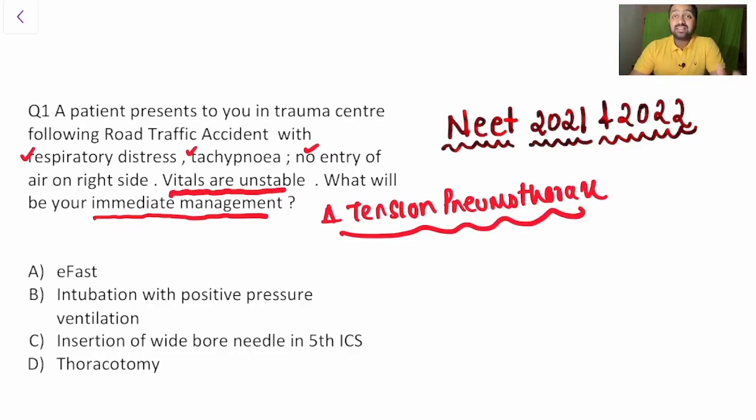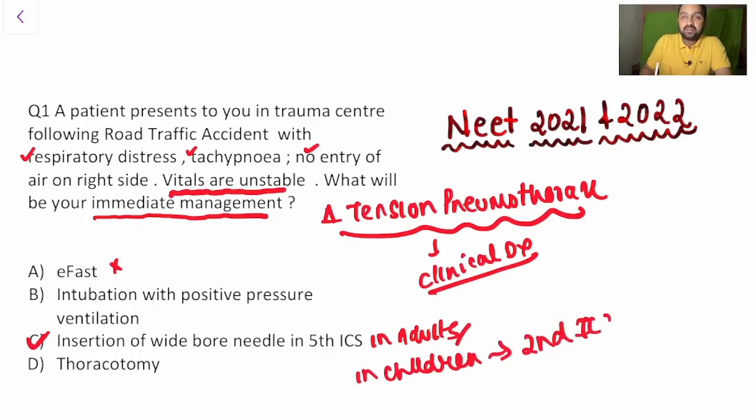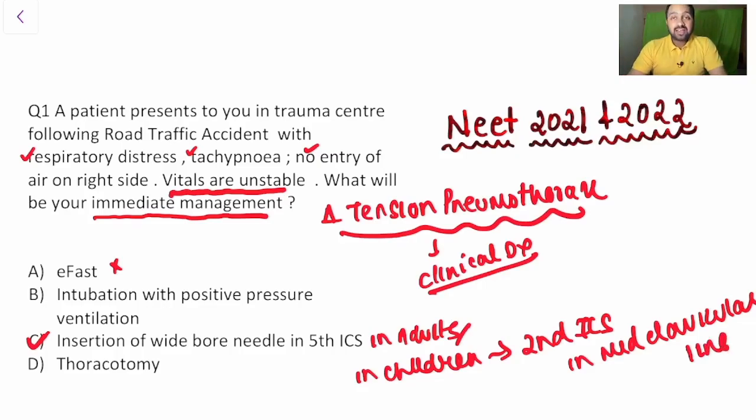Now, what will be your immediate management in case of a tension pneumothorax? Tension pneumothorax is a clinical diagnosis. So, it being a clinical diagnosis, we do not wait for any radiological investigations, right? So, obviously, your EFAST would be ruled out. Then, what is your management? It is an insertion of a wide bore needle in your fifth intercostal space in adults, whereas in children or in a pediatric age group, it's in your second intercostal space in mid clavicular line. So this has been asked in your NEET 2021 as well as in your NEET 2022.